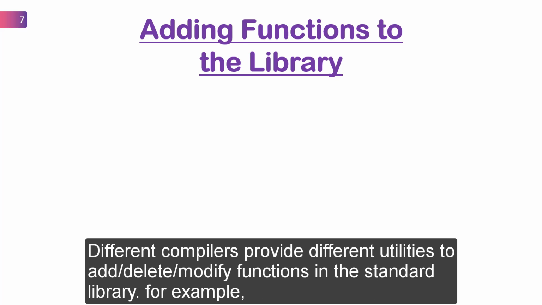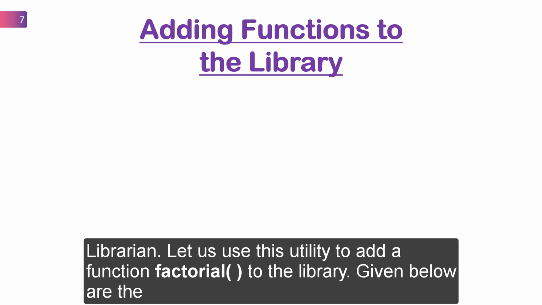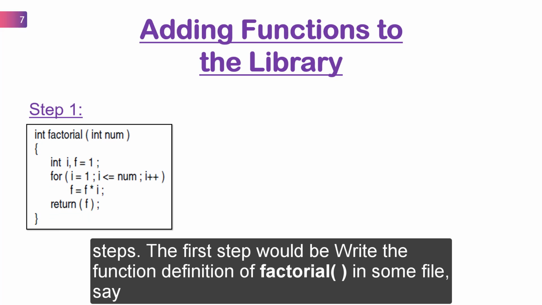Different compilers provide different utilities to add or delete or modify functions in the standard library. For example, Turbo C or C++ compilers provide a utility called tlib.exe, that is Turbo Librarian. Let us use this utility to add a function factorial to the library. Given below are the steps.